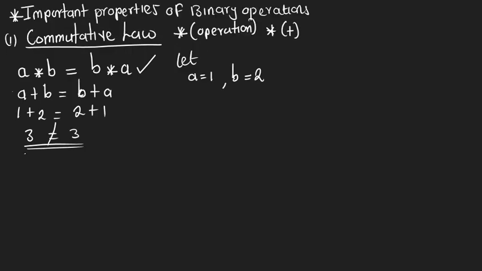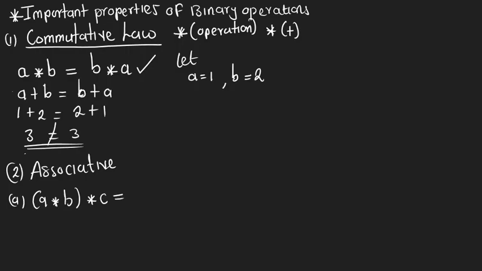We go to the second law. The second law is called the associative law. The associative law states that if, for example, you've got A star B star C, this can also be written as A star B star C with the grouping changed. This is associative.